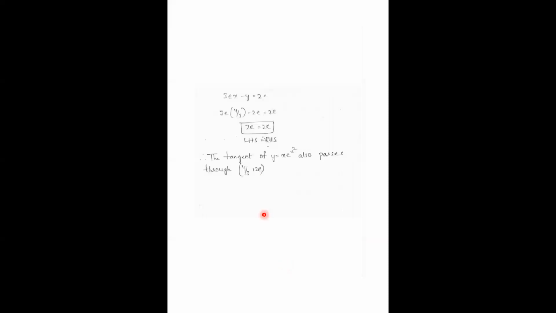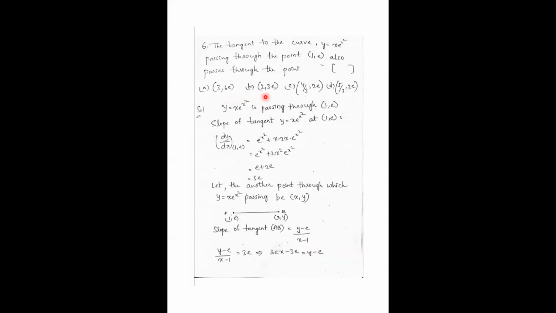Now we also found the slope of the tangent as 3. We should equate these two values. By equating these two values, we will get 3ex minus y is equal to 2e. Now go to option verification and verify all options. Then (4, 4 by 3, 2e) will satisfy the 3ex minus y equal to 2e.